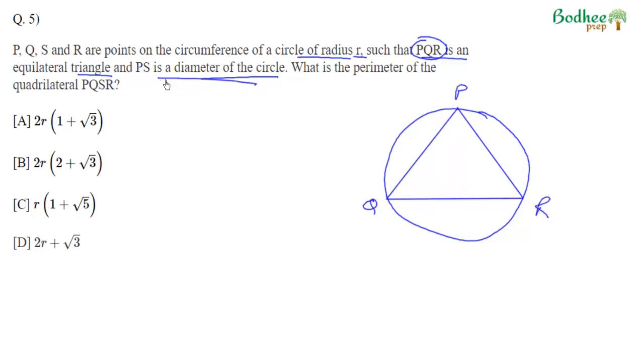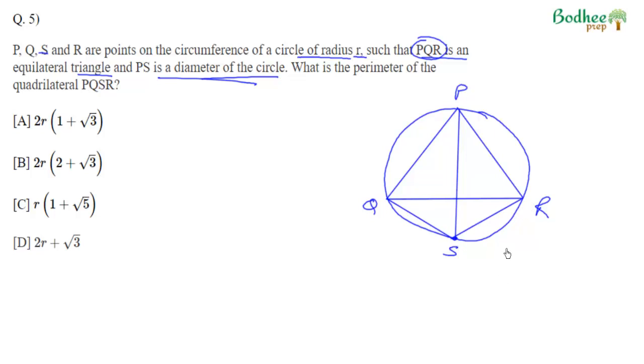And PS is the diameter. S is another point on the circumference, right? So obviously PS, if it's the diameter, it will be something like this, right? So this is point S. And we need to find the perimeter of the quadrilateral PQSR. So we have to join them also.